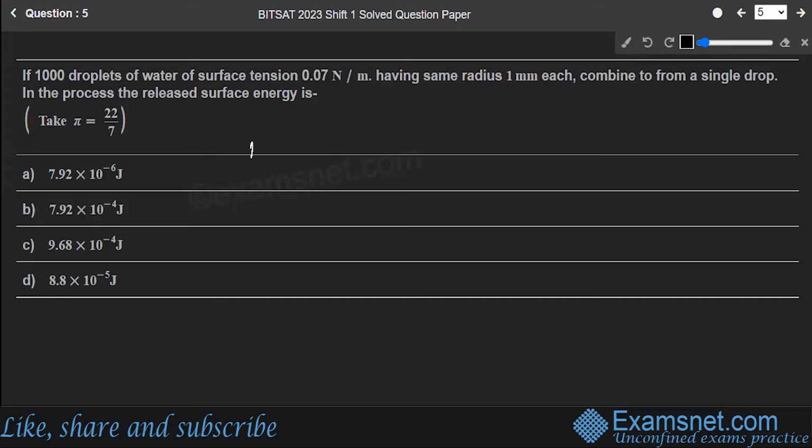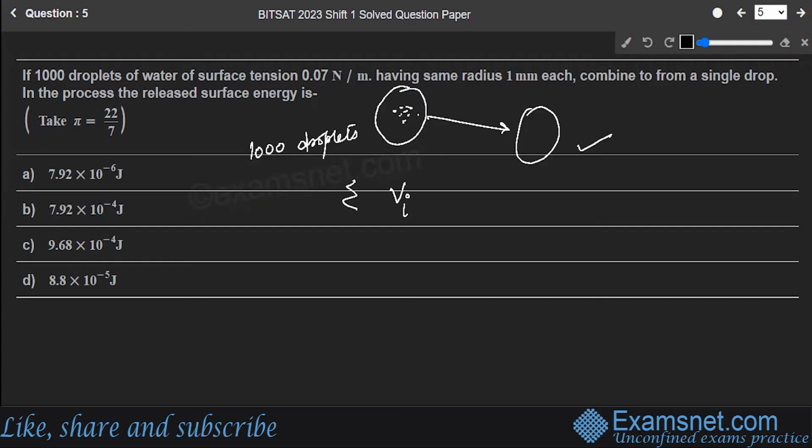So here, 1,000 droplets combined to make a big drop of water. That means the volume of these combined droplets is equal to the volume of that big droplet. So the volume of the initial droplets summation is equal to the volume of the final droplet. And the volume is given by 4 pi r cube, so this is in the form of a sphere.